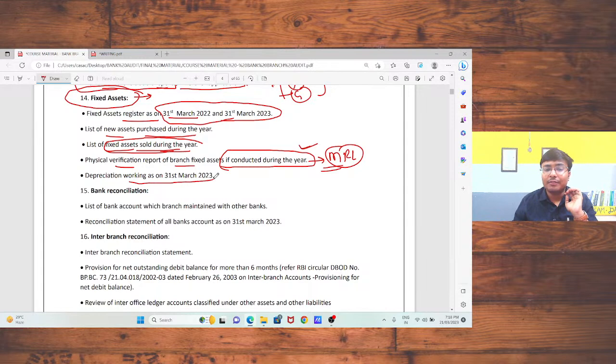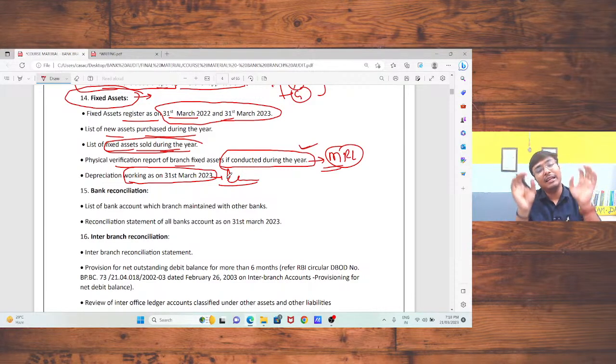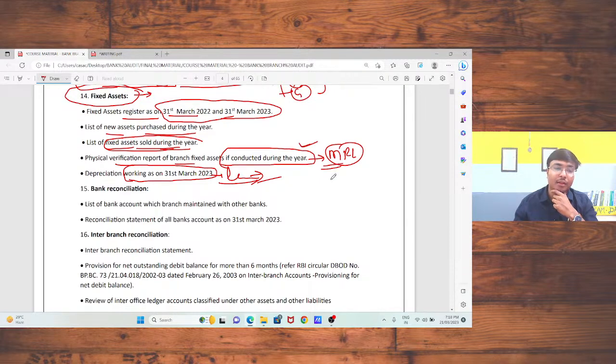Depreciation working as on 31st March 2023: we should check the depreciation working as per the law. We should check whether the depreciation working is correct or not, check each and everything, make the formulas for that in the Excel sheet and prepare the same. And that will be part of our report also.